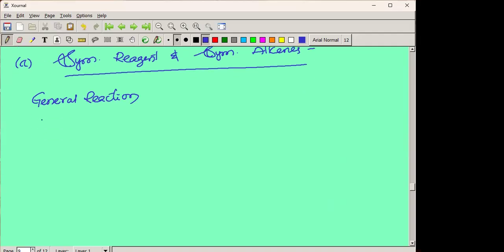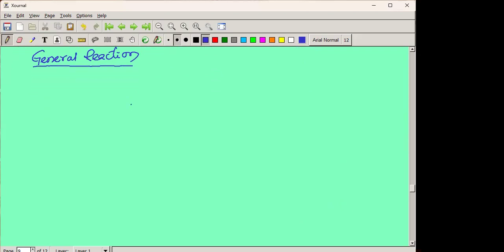Yeah, see here. So here I'm going to take, so what is this? Ethene. Symmetrical alkene, that is ethene. To the symmetrical alkene I am adding a symmetrical reagent, that is bromine in presence of CCl4. I am going to take this one. Bromine in presence of CCl4.